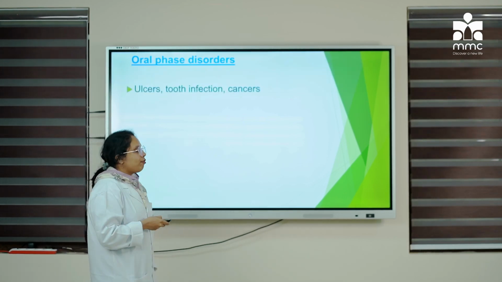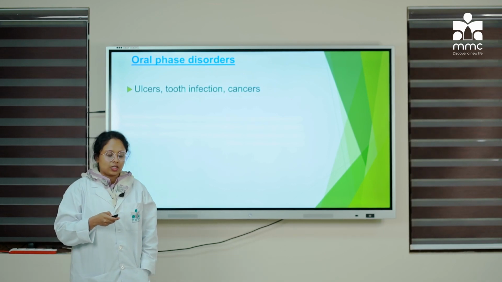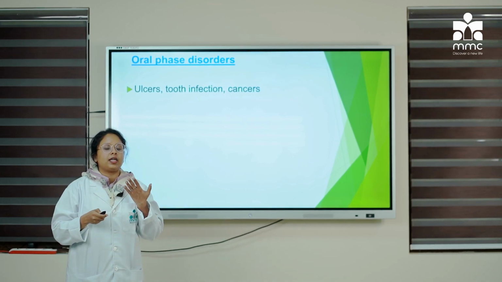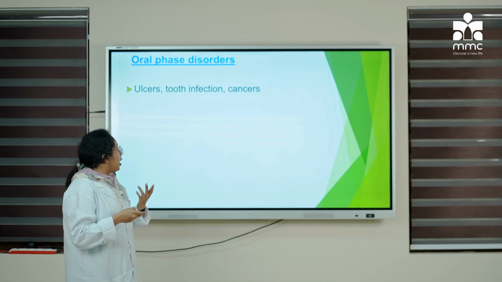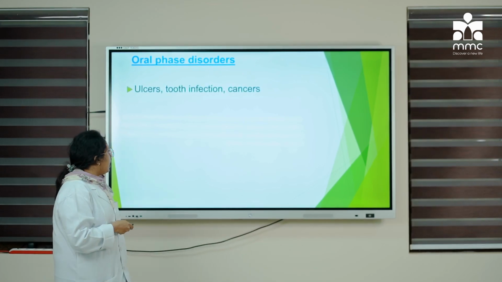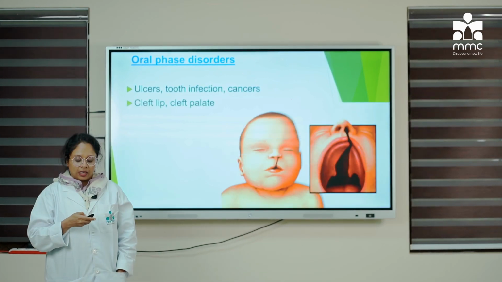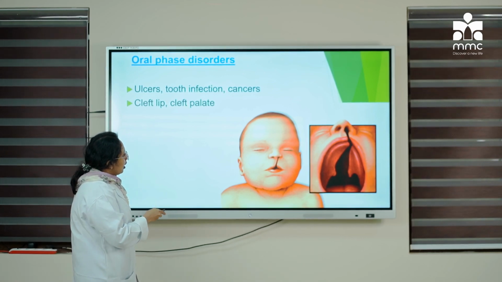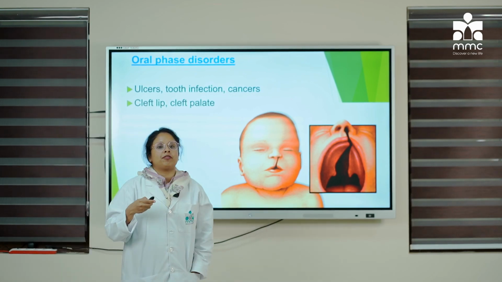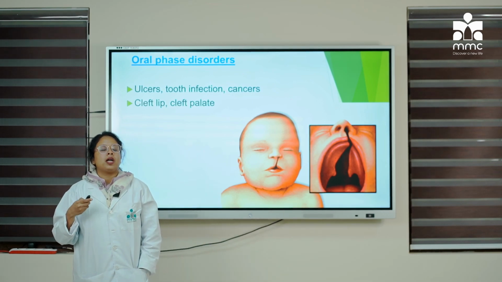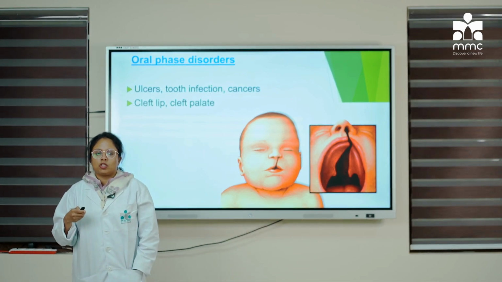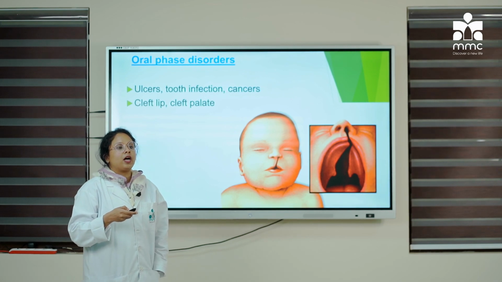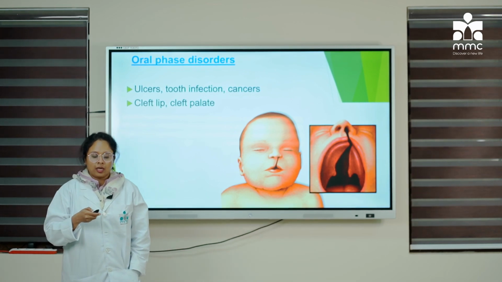Now, we will see oral phase disorders. Oral phase disorders involve ulcers anywhere in the mouth, tooth or tongue, and oral cancers, then cleft lip and cleft palate, which is a birth condition. You can see there is a connection between the palate and the nose as well as the lip and the nose. So when the baby feeds, the food may regurgitate into the nose. This is a birth condition usually corrected by surgical intervention.